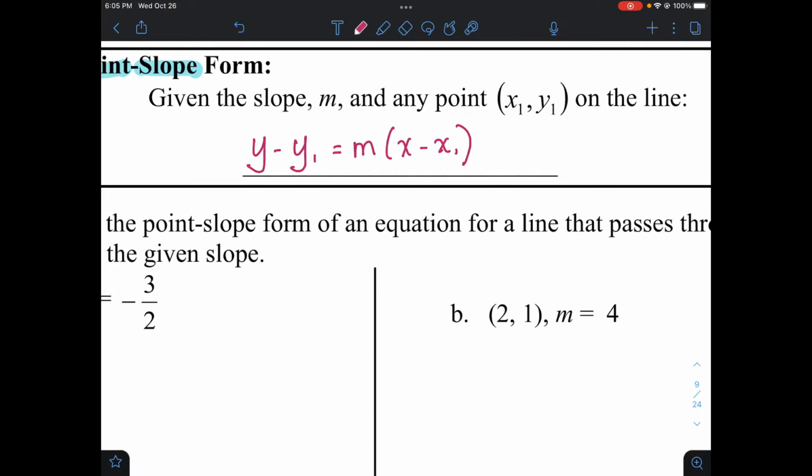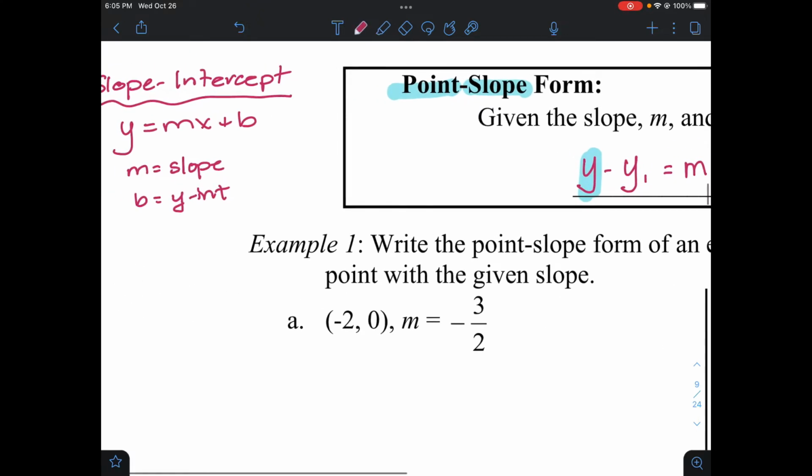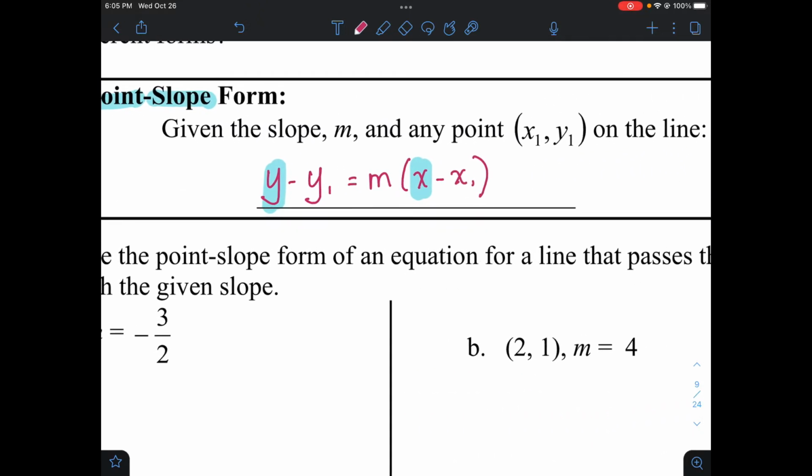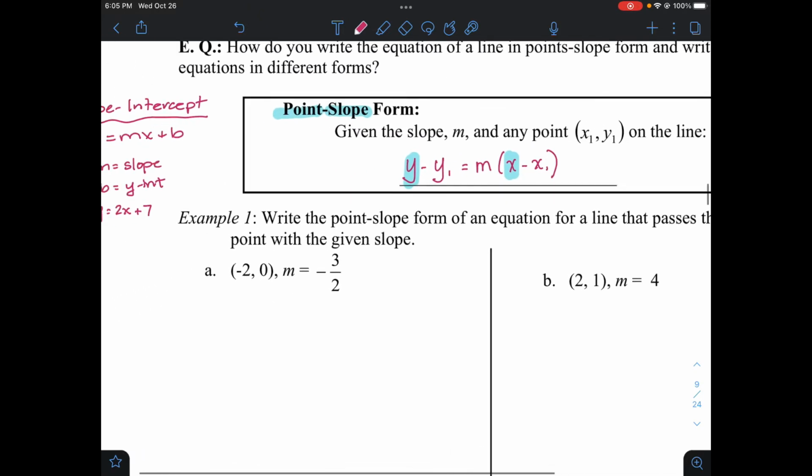So if you notice, just like slope-intercept form had an x and a y in it, even in our final answer, because remember we would have had like y = 2x + 7, I still had an x and y in it. For point-slope, I'm still going to have an x and a y. The (x1, y1) is where we're going to substitute our ordered pair, and m we will substitute with our slope. Let's take a look at our first example.